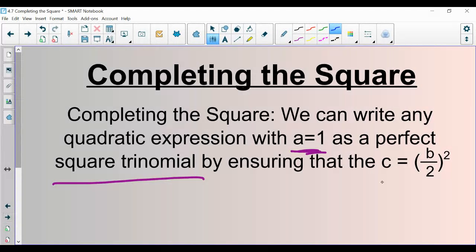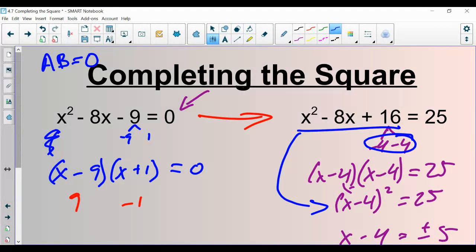We can do that as long as the c term is equal to half of b squared. So what we're going to do is make the c term equal to half of the b term squared, and then we're going to do this process just like we did over here, where you take the square root of both sides and then you can solve it.